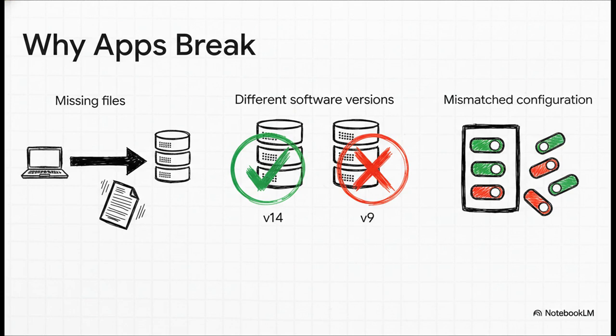Well, it almost always comes down to a few usual suspects. Maybe some files just got missed when you deployed it. Or, and this is a huge one, the new machine is running a different version of some key software. You know, your app needs Node version 14, but the server is stuck on version 9. It could even be a tiny little difference in a configuration file. The point is, these small differences create big problems.